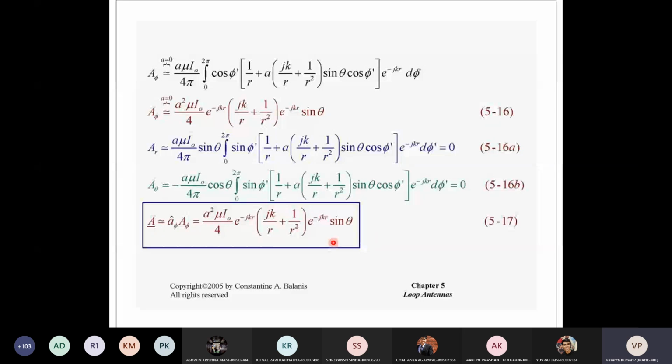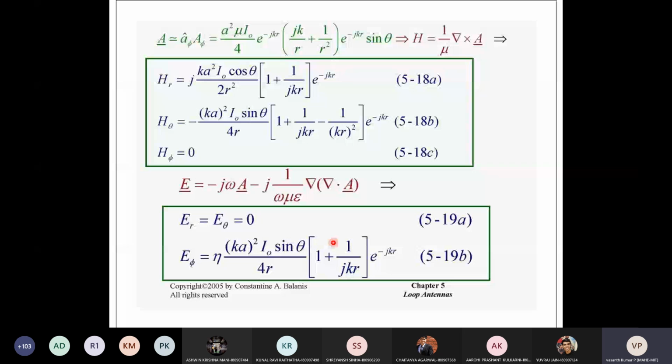And it is not difficult at all. If you work out a little bit, you will get the result. Okay. So A phi dash, A phi, this is the final equation for A phi, and that is given by this. And H you can find out by 1 by mu curl of A.